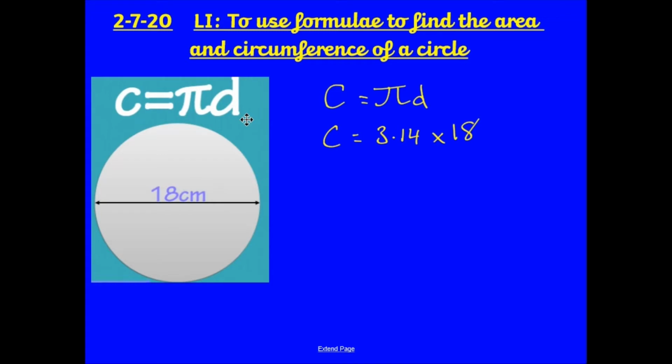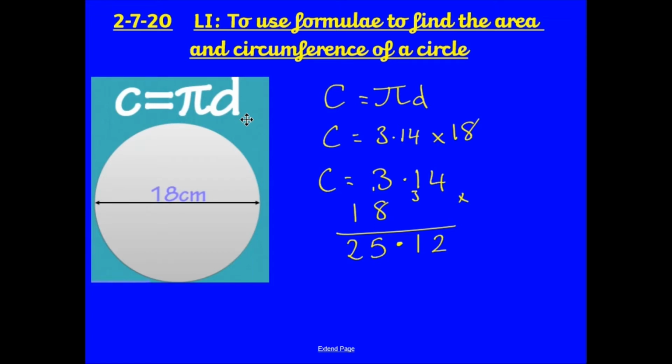Okay then. Again, I'm going to use a formal method for this one. So C is equal to 3.14 times by 18. Decimal place is going to stay there. So 8 times 4 is 32. 8 times 1 is 8 plus 3 is 11. And then 8 times 3 is 24 plus 1 is 25.